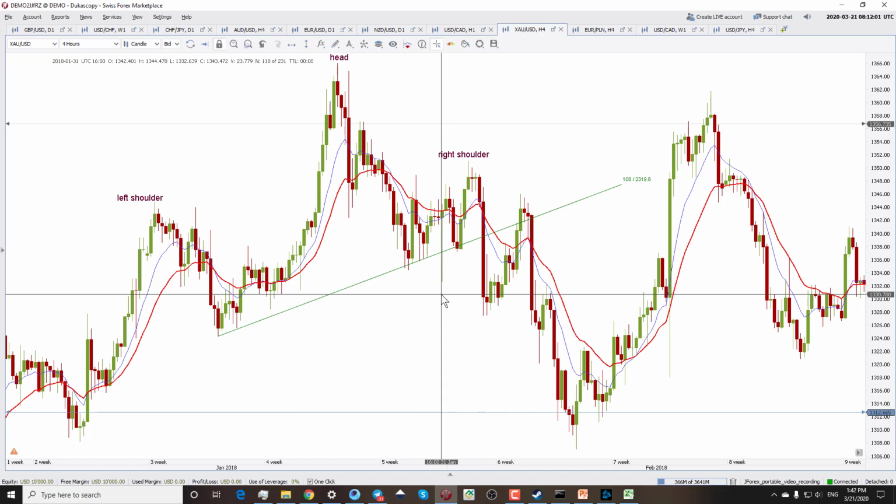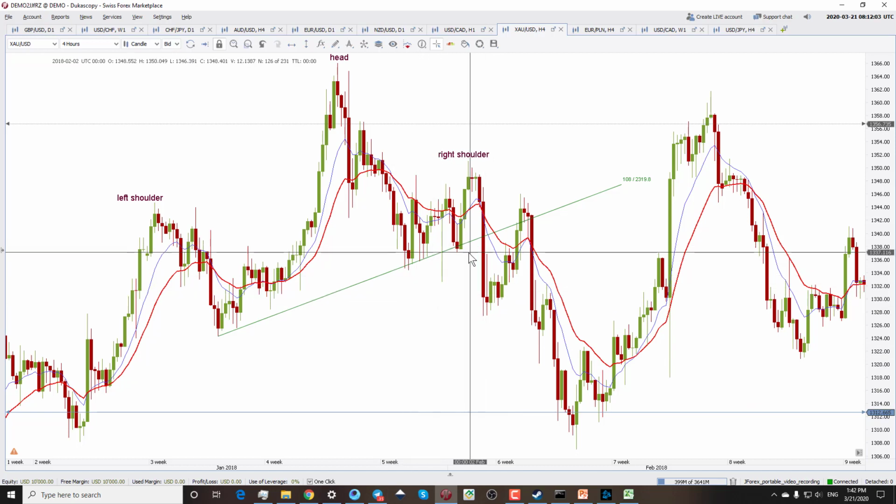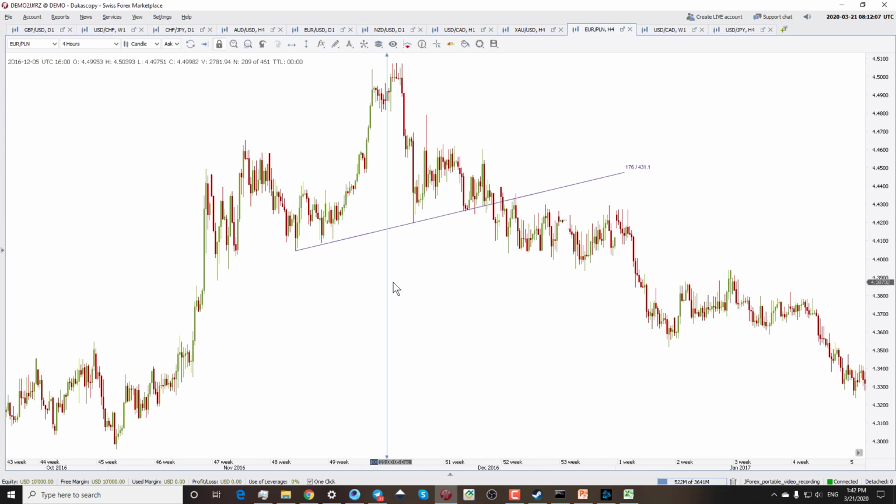So this is how you have to trade. I hope this example is clear. I will give you another example. Now this is an example of the euro against the Polish krone.